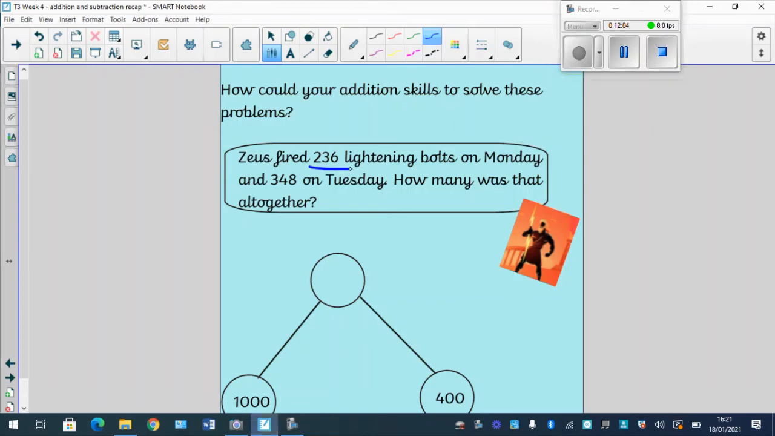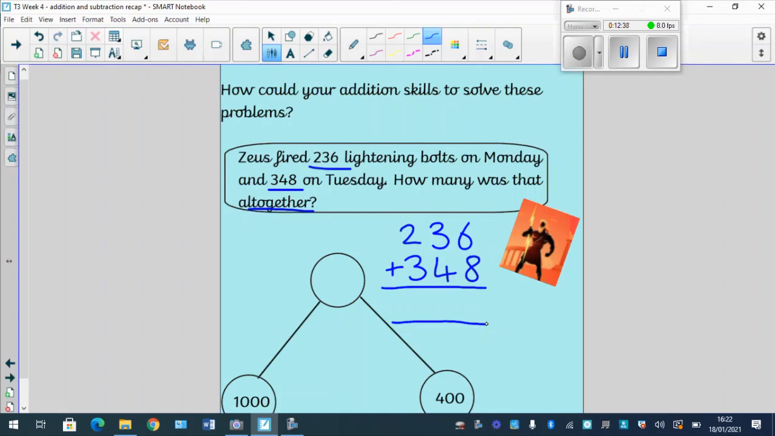236, 348, altogether. So my question is, 236 add 348, not 438, Mr. Cottle. 348. Okay. See if you can have a go at solving that question. Pause the video and have a solve.